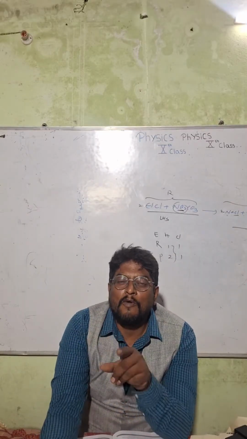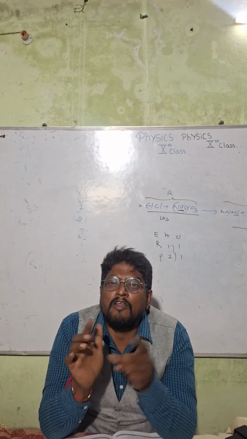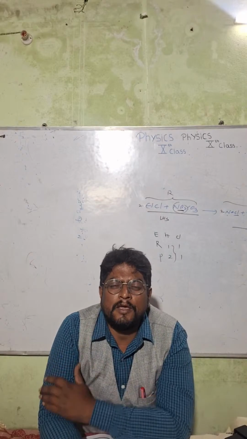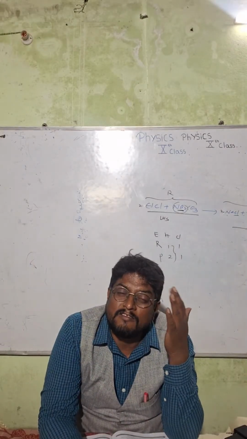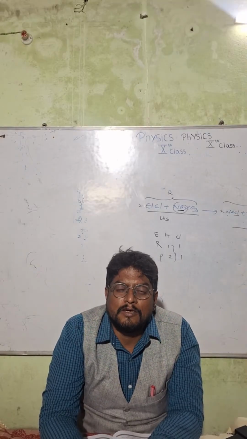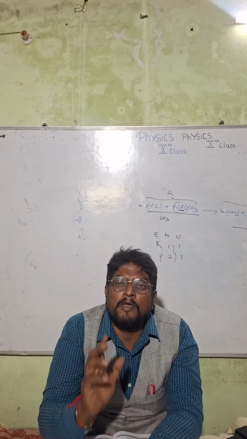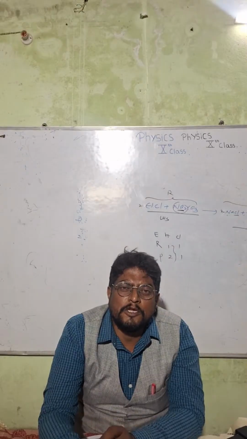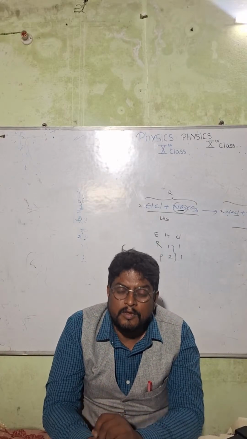And next, sphygmomanometer. What is the common blood pressure of a human being? 120/80. This numerical value they will ask you. What is 120? What is 80? The systolic pressure and diastolic pressure. This is a frequently repeated 2-mark question. What is the common blood pressure of a human being? 120/80. 120 is systolic pressure and 80 is diastolic pressure. This is an important question.